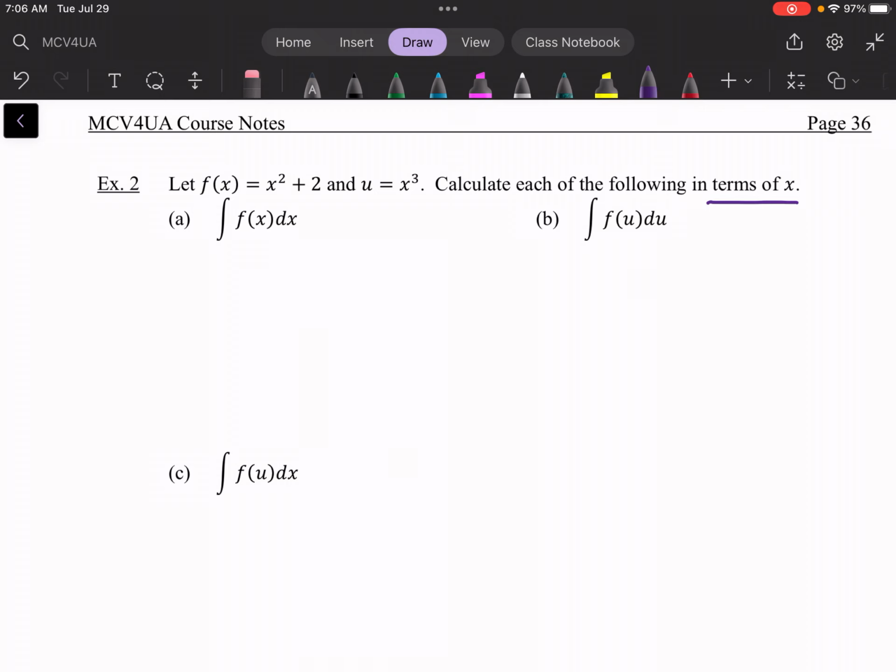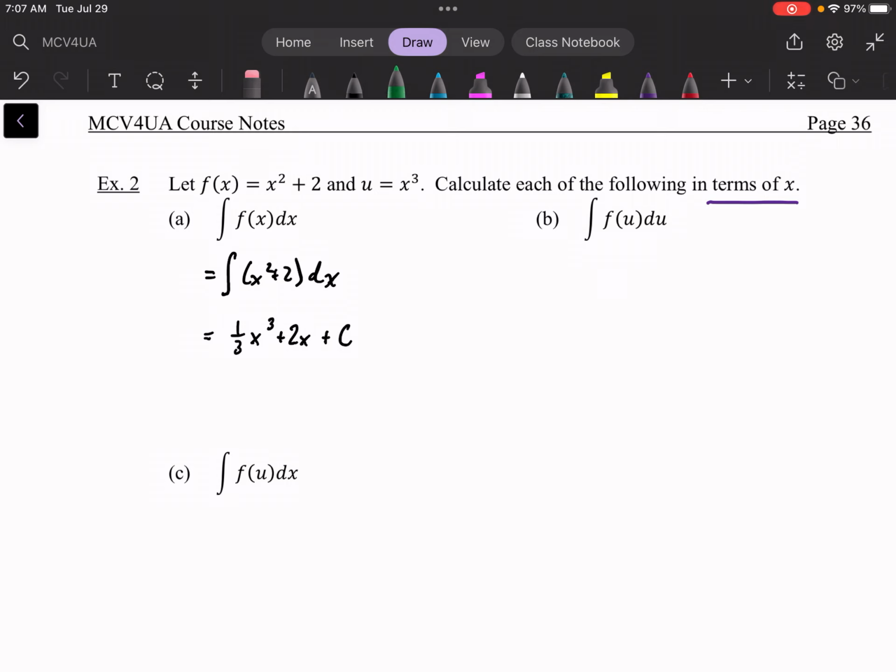So our first one, what I'm going to do is write the integral, because f of x is just the function x squared plus 2. I'm going to write the x squared plus 2 there, and then with respect to x. Now since these two variables match, x squared and dx, I can find the antiderivative of this. The antiderivative of x squared is just 1/3 x cubed, and the antiderivative of 2 is just 2x. Again, don't forget the plus c part. Now as this is already in terms of x, we're done.